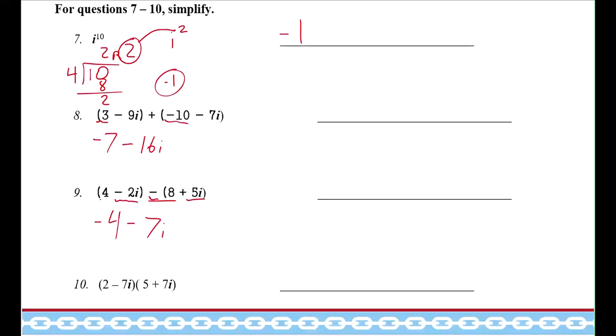For number 10, I'm going to work number 10 up here because we need to FOIL these factored pairs, right? So we're going to FOIL to multiply 2 minus 7i times 5 plus 7i. So first terms would be here. 2 times 5 is 10. My outside would be these two. So 2 times 7i would be a positive 14i.